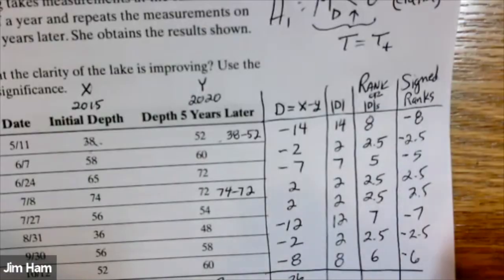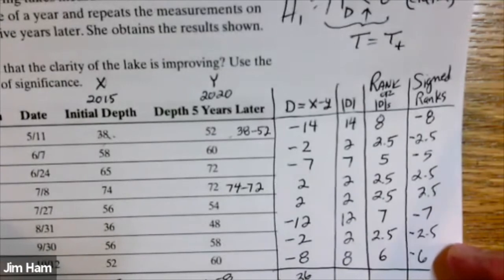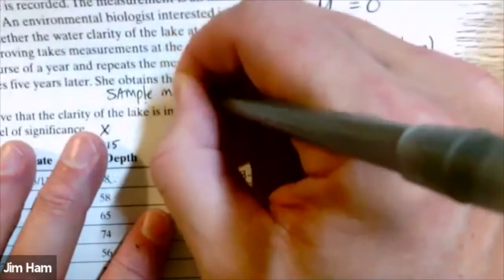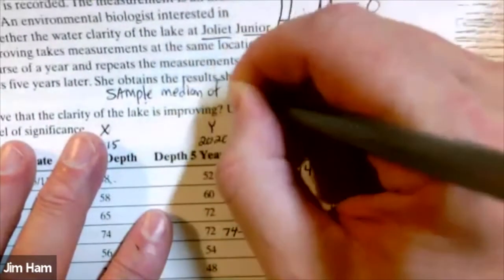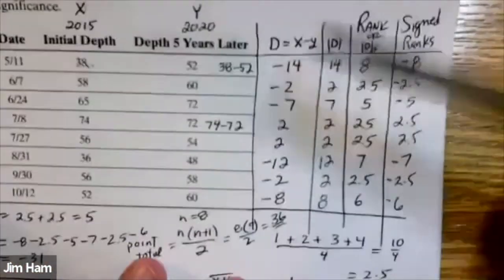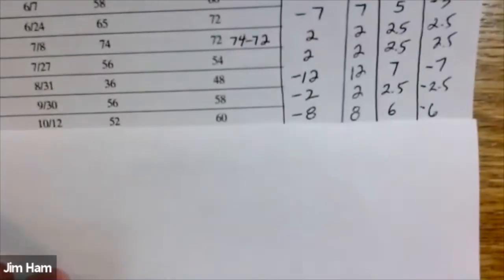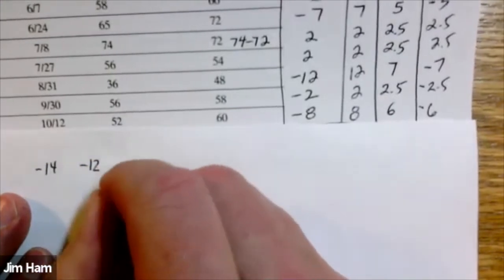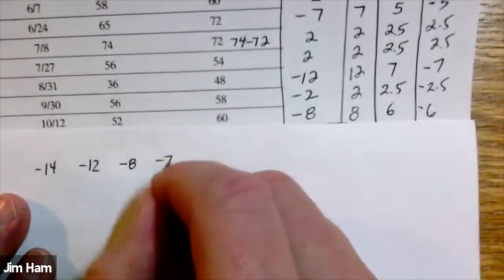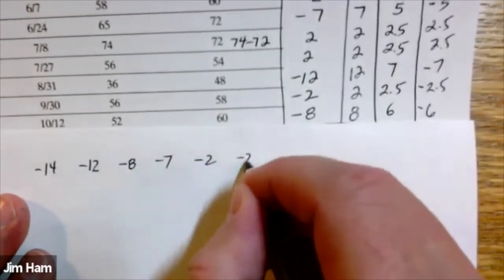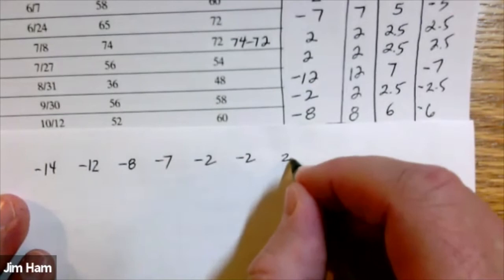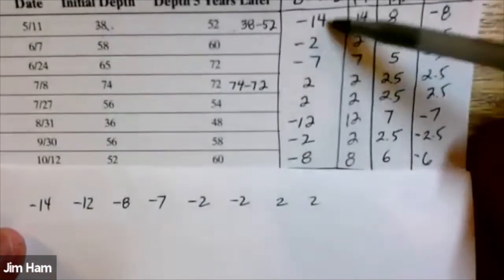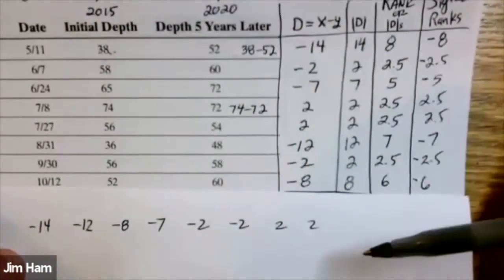I guess one thing I didn't do that we should have done is to calculate the median. All right, so what's the sample median of the differences? Here they are. There's only 8 of them. We can list them. We have to list the negatives first. Negative 14, negative 12, negative 8, negative 7, negative 2, negative 2, and then 2, 2, 1, 2, 3, 4, 5, 6, 7, 8. So again, we're looking at the differences here, which contain both positives and negatives.